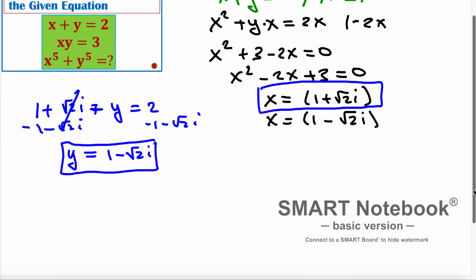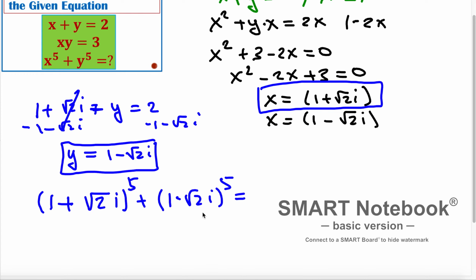But now if I'm plugging in 1 plus square root of 2i instead of the x in the exponent 5, and here is a plus, and plugging 1 minus square root of 2i instead of the y in the exponent 5, it is going to be equal. As I said before, even if I take the second solution, it is going to just switch the sides. This one can be in the beginning instead of the x, and this one instead of the y. So it's going to yield the same result.